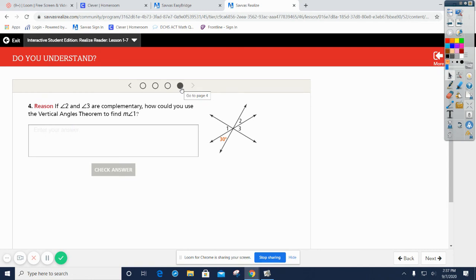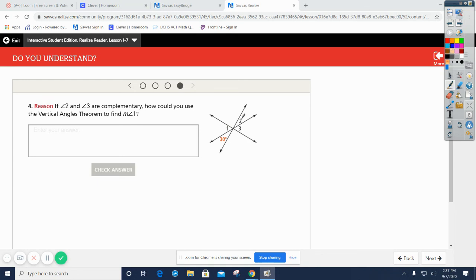Okay, and then the last one here: if angle 2 and angle 3 are complementary, how could you use the vertical angles theorem to find angle 1? All right, so what does complementary mean? It means they equal 90, right? It's really simple if you just follow through here.